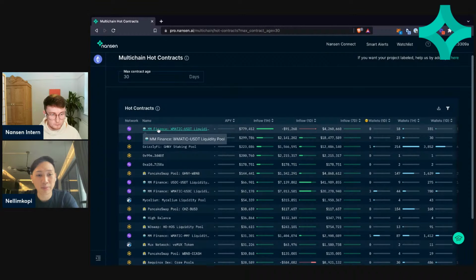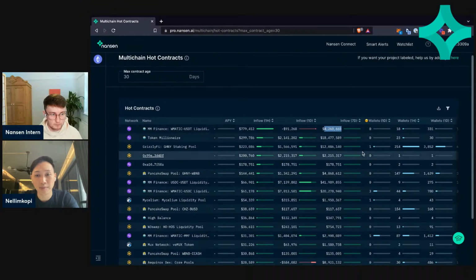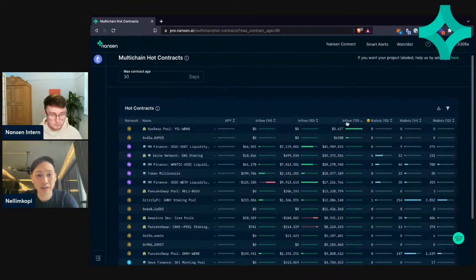go. So for example, Finance, right, you have your Redmatic USDT, 800,000 gone into this contract in the last hour, which is quite a huge amount, right? And 4 million in the last 7 days, right? So I can sort it by last 7 days, look at the contracts that receive the most amount of capital in the last 7 days.